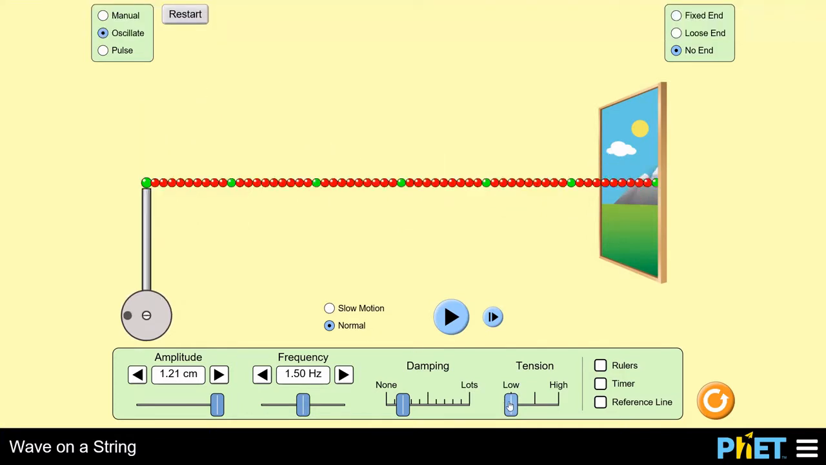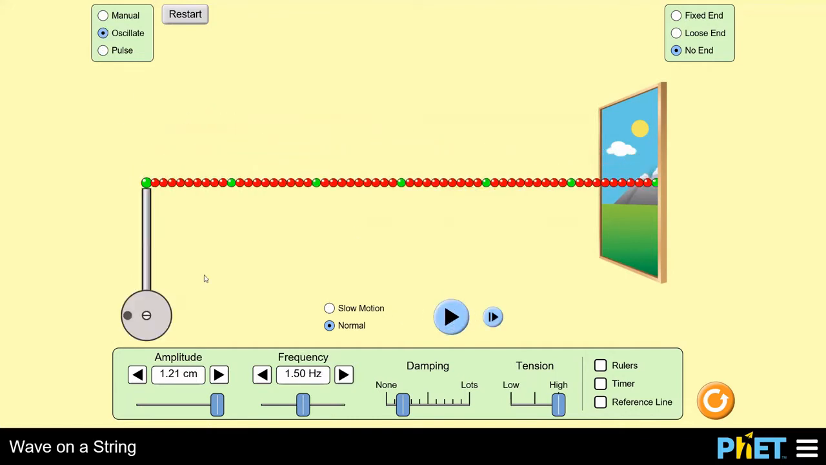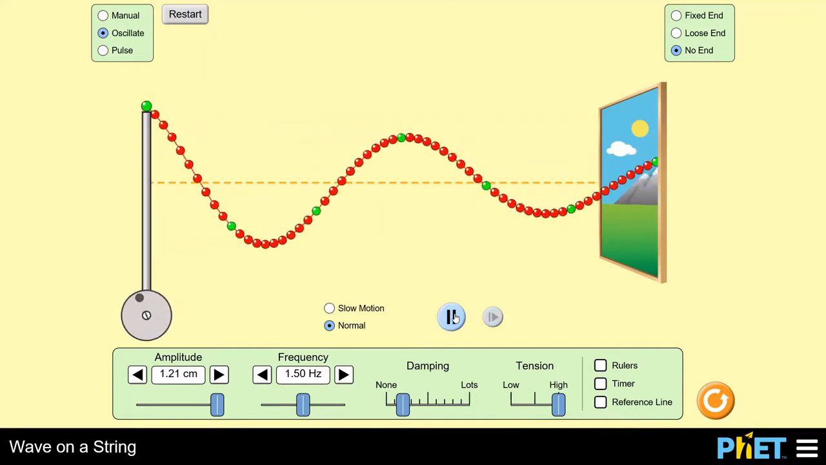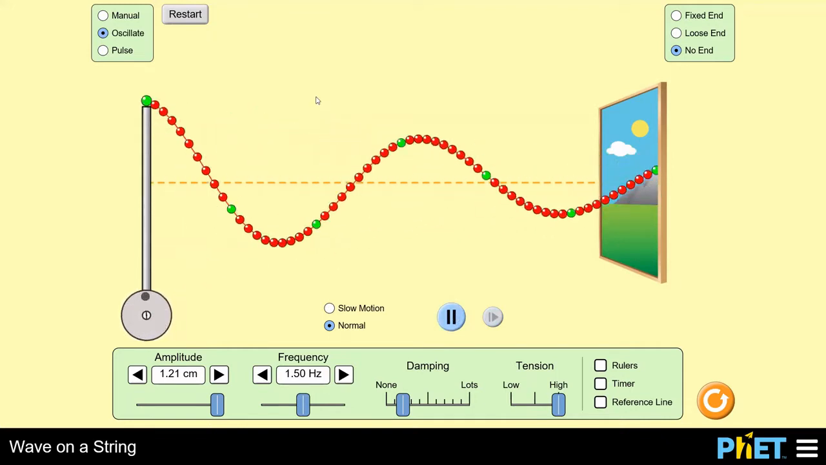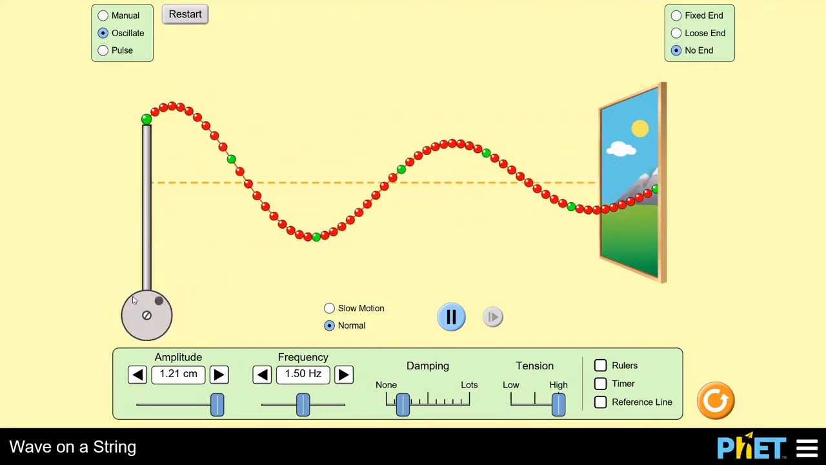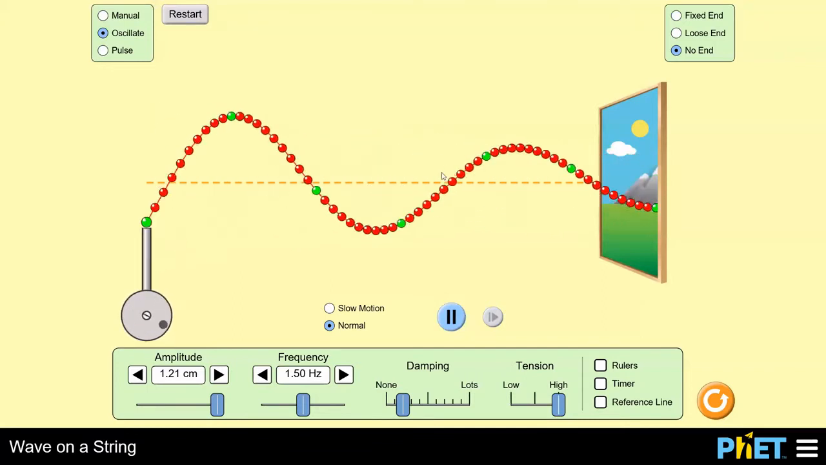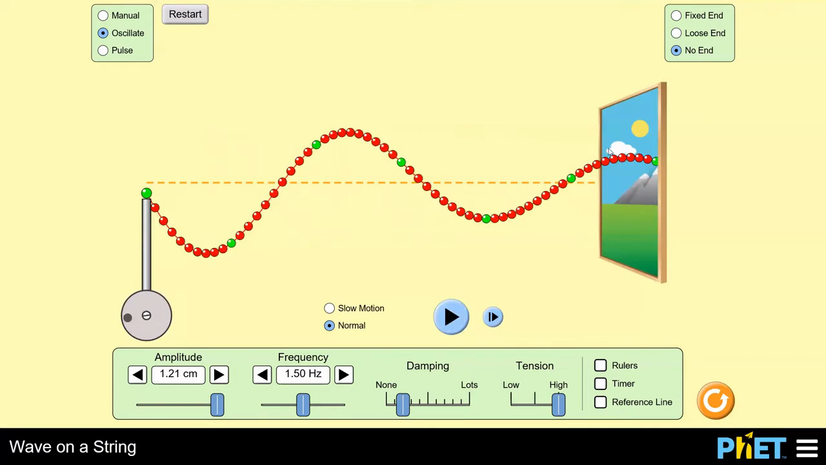On the other hand, let me reset. If we put the tension up high, now each individual pulse again travels more quickly. So if I go back to oscillate, now in between shakes of the driver here, because each pulse travels more quickly down the string, it's going to travel farther in between shakes. So by the time you make your second pulse, the first pulse has already traveled a significant distance down the string. And as a result, the distance between each pulse is greater. In other words, the wavelength is greater.